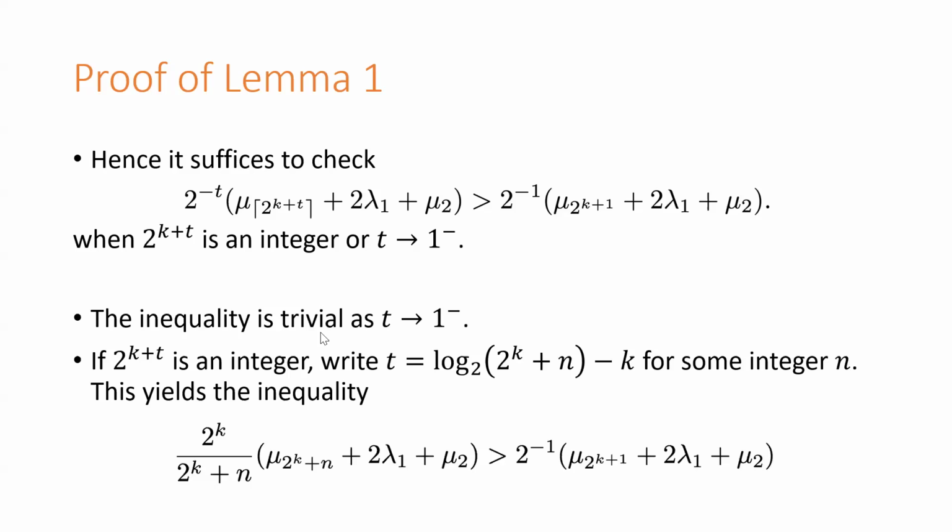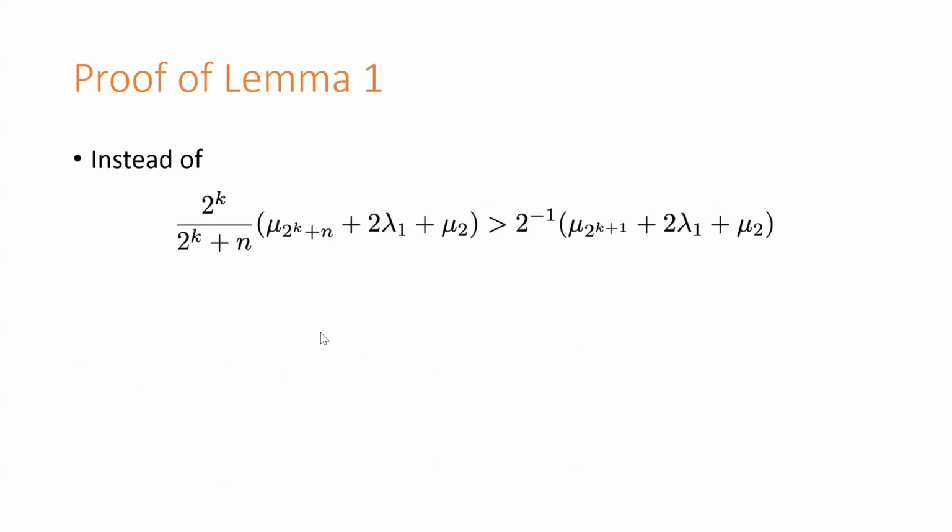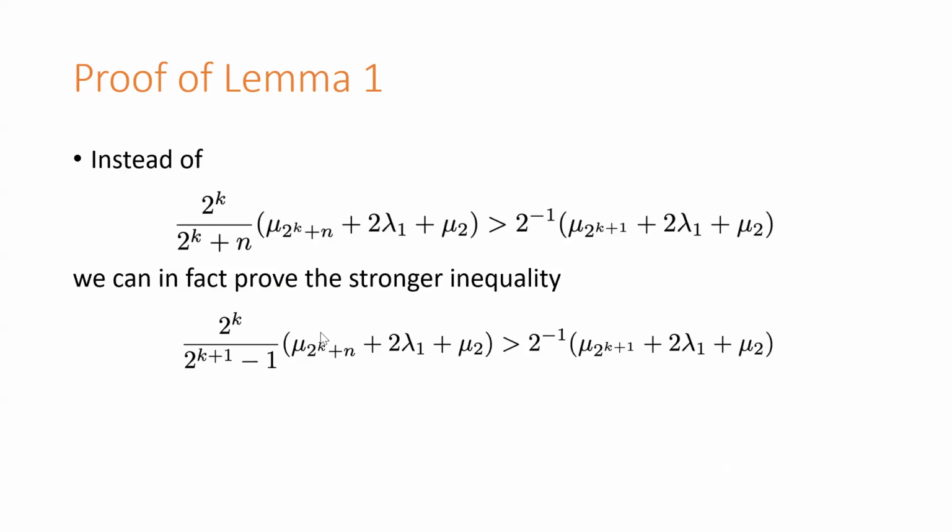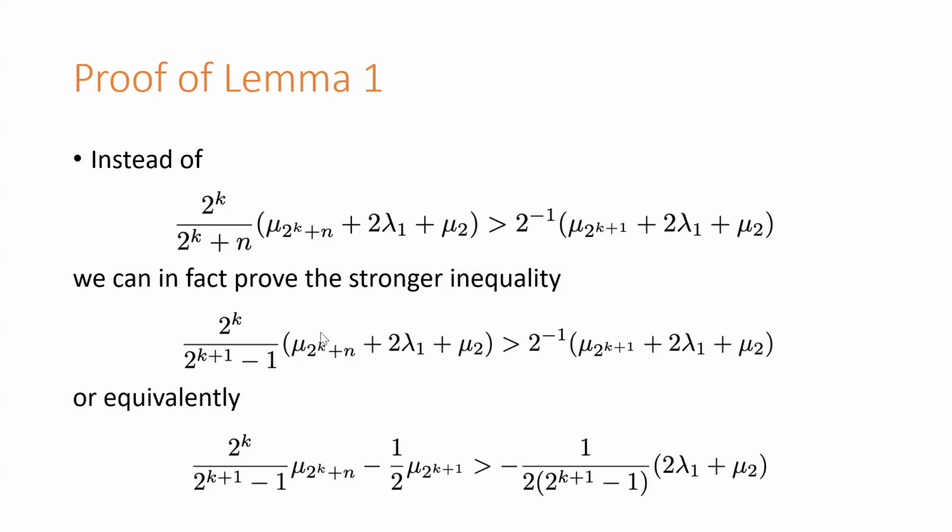So basically the strategy here is we're just simplifying the original thing down until we get something that is much more reasonable to work with. And in fact, instead of showing this inequality, we can show something even stronger, which is you just replace 2 to the k plus n on the bottom with this. And now, or equivalently, you get this.